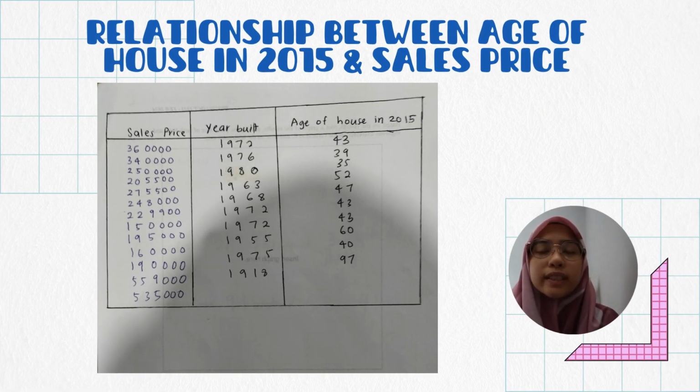So, I would like to present about our data. As we can see here, the dependent variable is sale price and the independent variable is age of house in 2015. Both of these variables are quantitative data. The data shows that sale price depends on age of house in 2015. This shows objective for the first one, which is the sale price and age of house, which have been analysed.